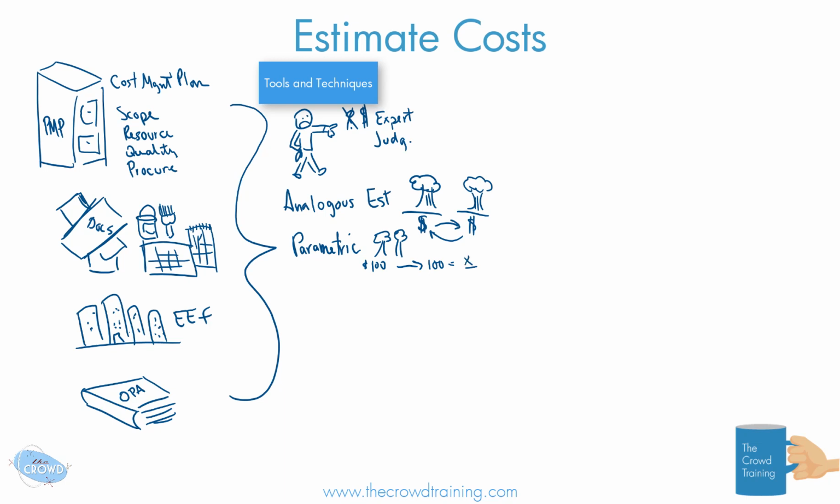You can also look at maybe square footage or other things that could be mathematically derived. Those are easy, quick examples of how we can use parametric estimating. Also, we can do the bottom-up estimating.